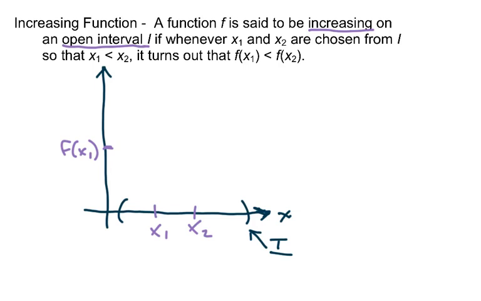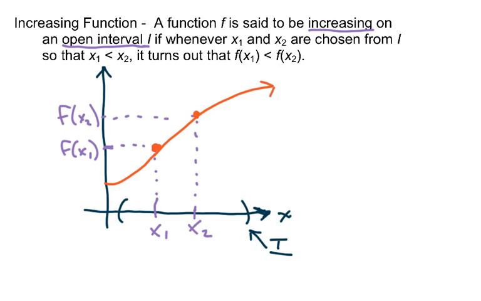So my graph would have to be doing something like this, where one of the points on the graph would be right there. And f of x2 would have to be greater than that. So I would have to have that point be, say, maybe up here somewhere. So the point on the graph would be right there. If this is true for all choices of x1 and x2 throughout that interval, then we say that the graph is increasing.